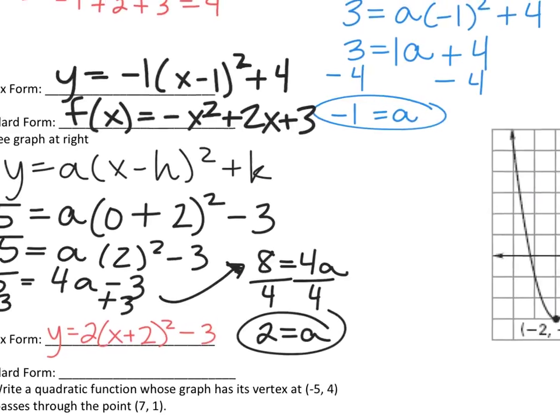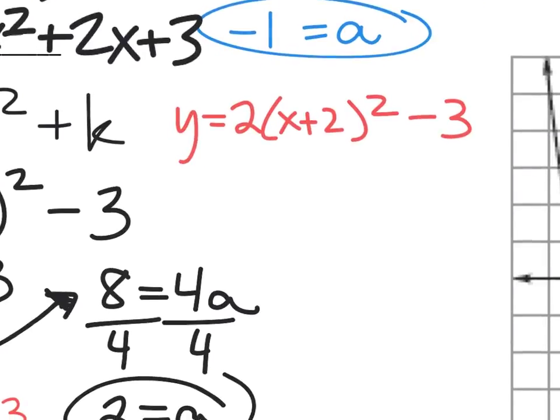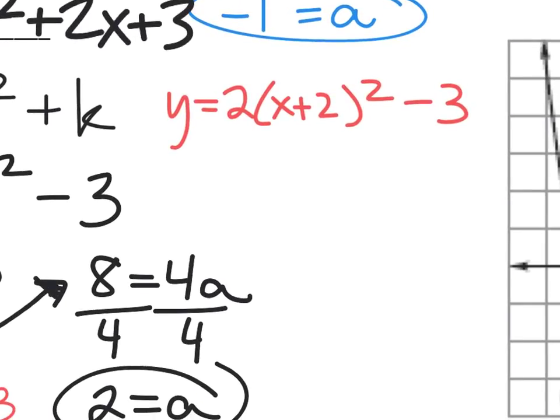So I'm going to do this over here. y is equal to 2 times x plus 2 squared minus 3. We want it in standard form. So remember that x plus 2 squared does not mean x squared plus 2 squared. You have to multiply two of the same binomial. That's what it's saying to you. So we're going to expand this out to be x plus 2 times x plus 2, minus 3.